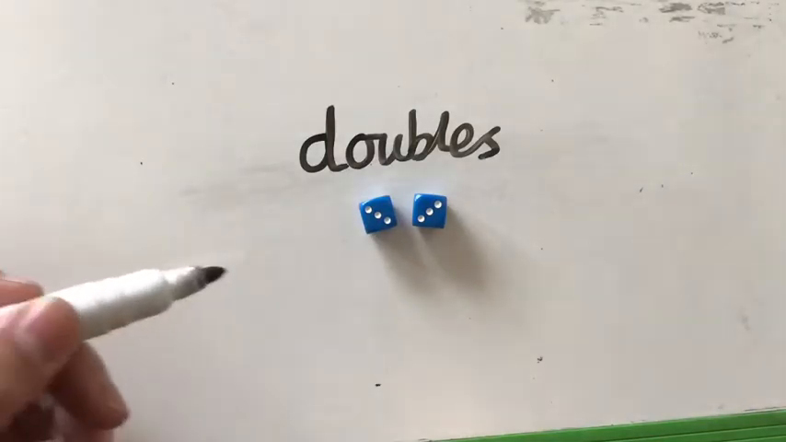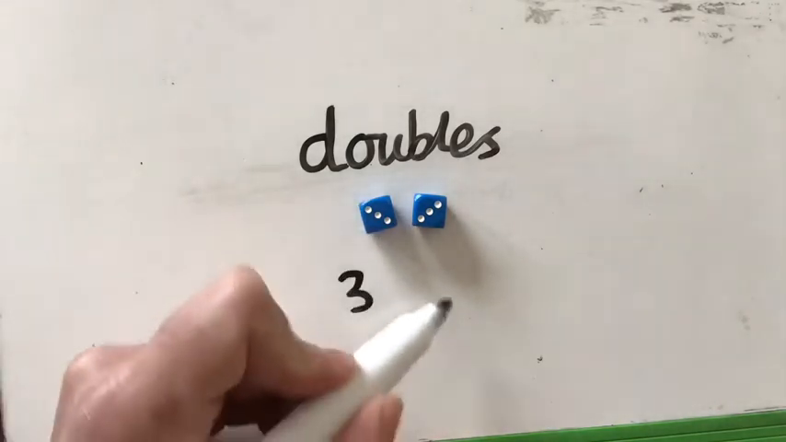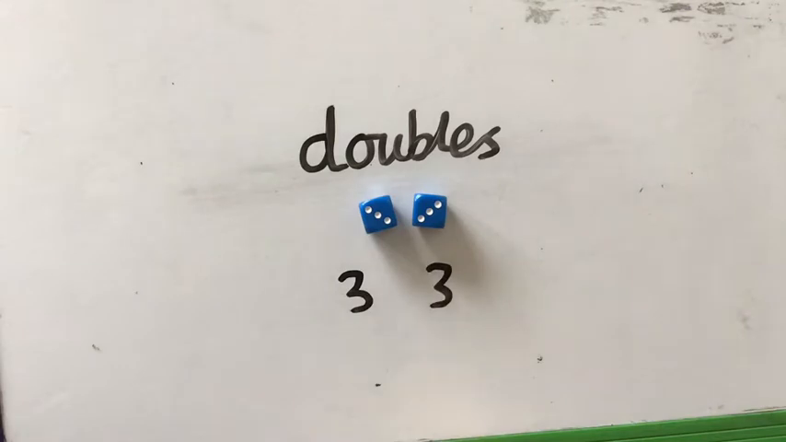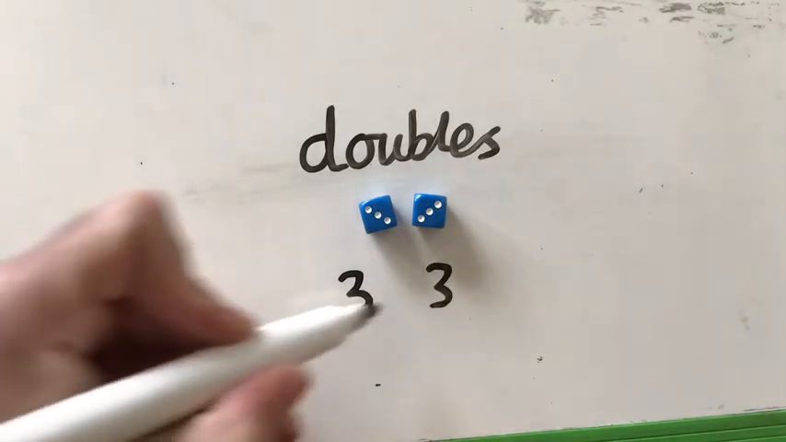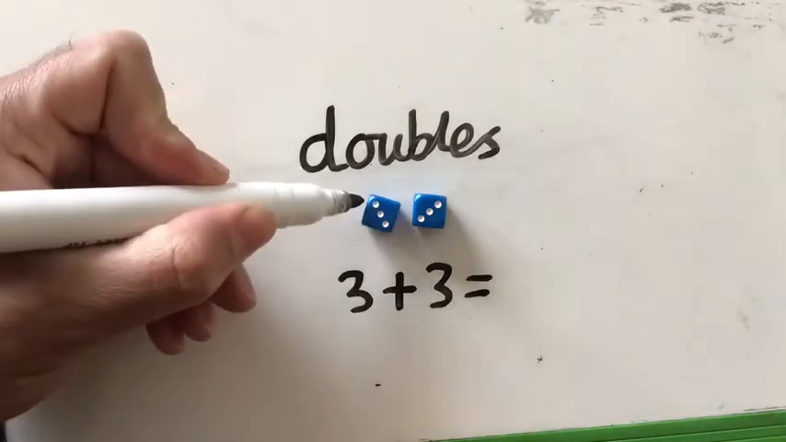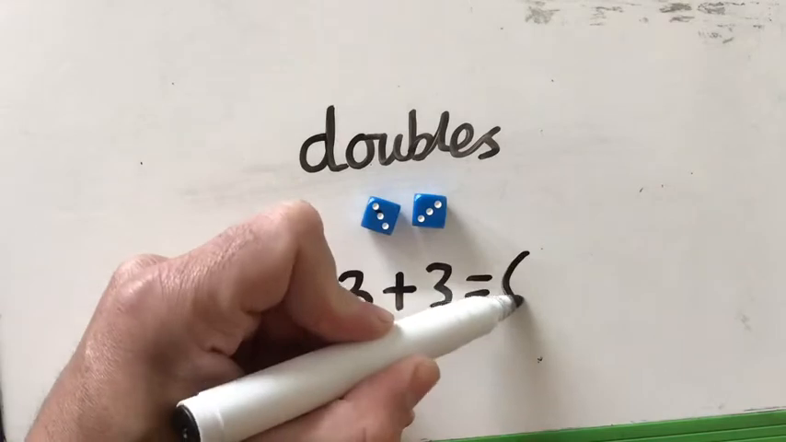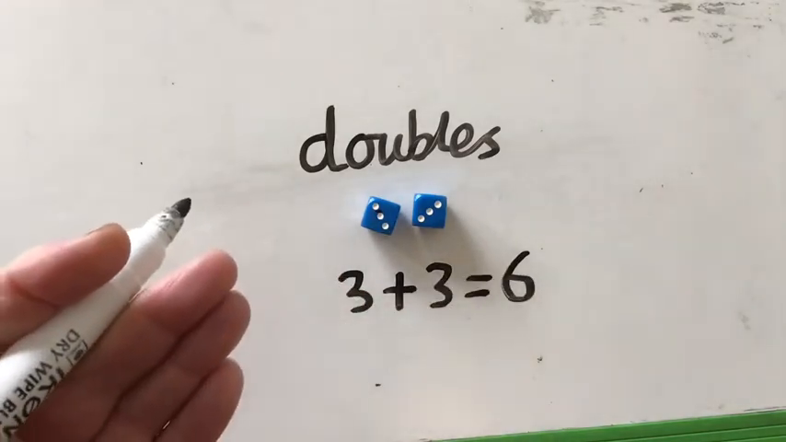So as you can see with my dice, there's 3 this side and 3 this side. So we could have 3 and a 3. Doubles just means adding those two numbers together. We can just count them. 1, 2, 3, 4, 5, 6. And we know that 3 add 3 makes 6. Nice and simple, guys, you see?